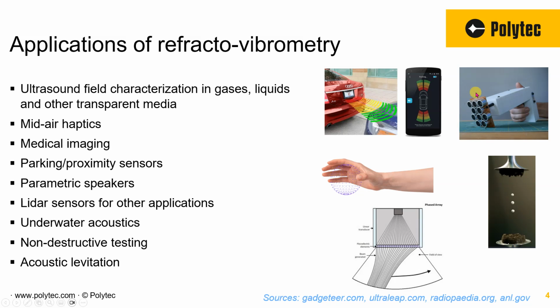Or there are also parametric speakers. Some people also call this a sound laser, where basically it's a focused sound type array of speakers. So that's the top right application. Some levitation examples as well, acoustic levitation, and medical ultrasound, where you have an array of transducers and you want to make sure that there is no leakage, no crosstalk, no aliasing effect. These things can be quantified and qualified using refracto-vibrometry.